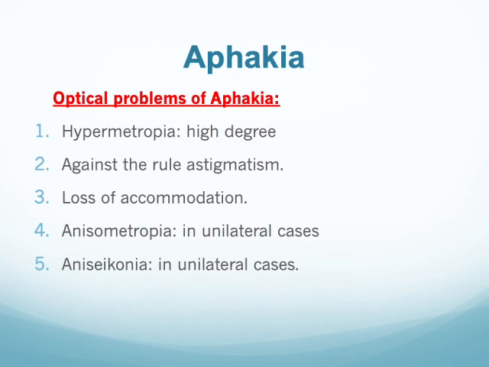Accommodation is a function of the crystalline lens. If you remove the crystalline lens, the child or the person will lose his accommodation, resulting in early presbyopia, and he has to wear glasses for distance and glasses for near. Anisometropia and aniseikonia in unilateral cases, a difference in the size of the image.